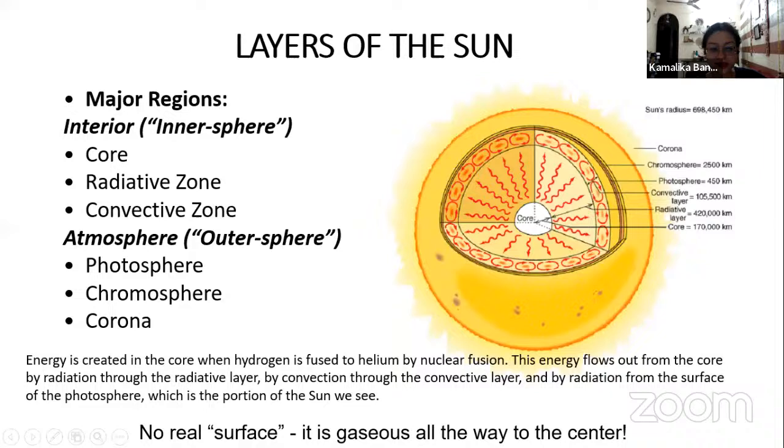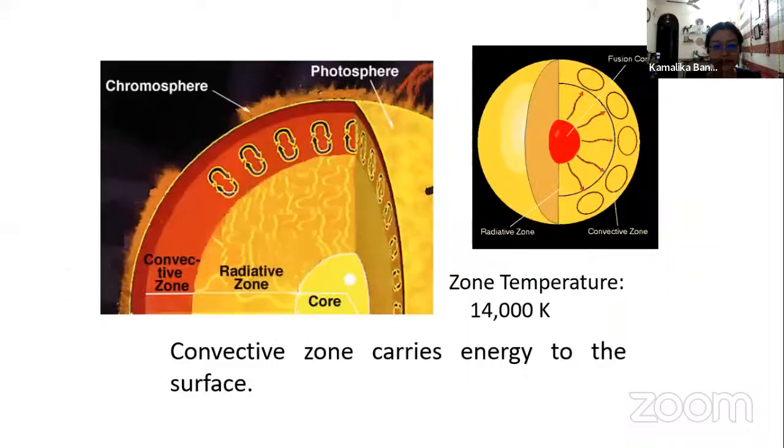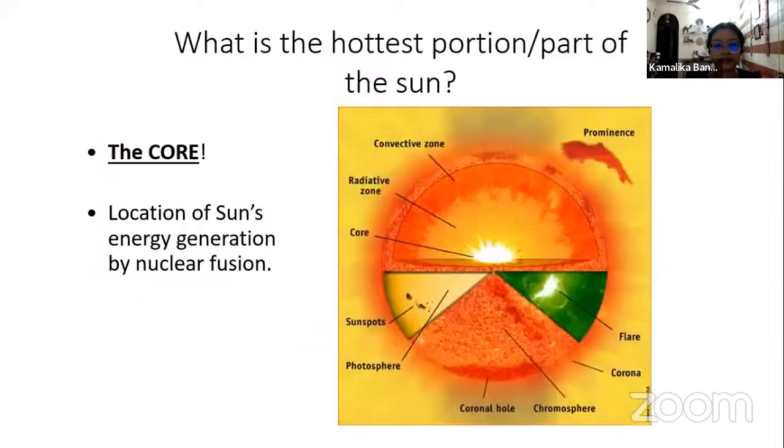There's no real surface on the sun. It is gaseous all the way to the center. Energy is created in the core when hydrogen is fused to helium by nuclear fusion. The energy flows out from the core by radiation through the radiative layers, then by convection through the convective layer, and by radiation to the atmosphere of the sun. As you can see in this picture, from the core the energy moves out to the radiative and convective zones, and the convection helps the energy move out into the atmosphere. The hottest portion of the sun is the core, where the nuclear fusion reaction is happening.